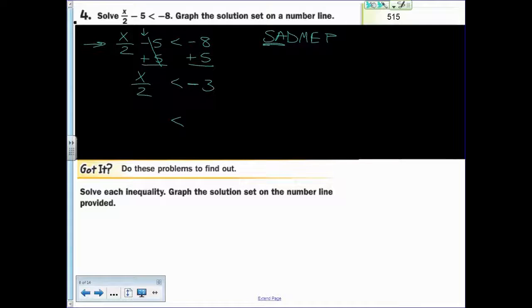Now we will do the opposite of multiplying or dividing. The opposite of dividing by 2 is to multiply by 2, and we will do that on both sides. A positive 2 and positive 2 cross off, leaving you with positive 1, and negative 3 times positive 2 equals negative 6. And again, notice because we multiplied by a positive number on both sides, our sign did not flip.